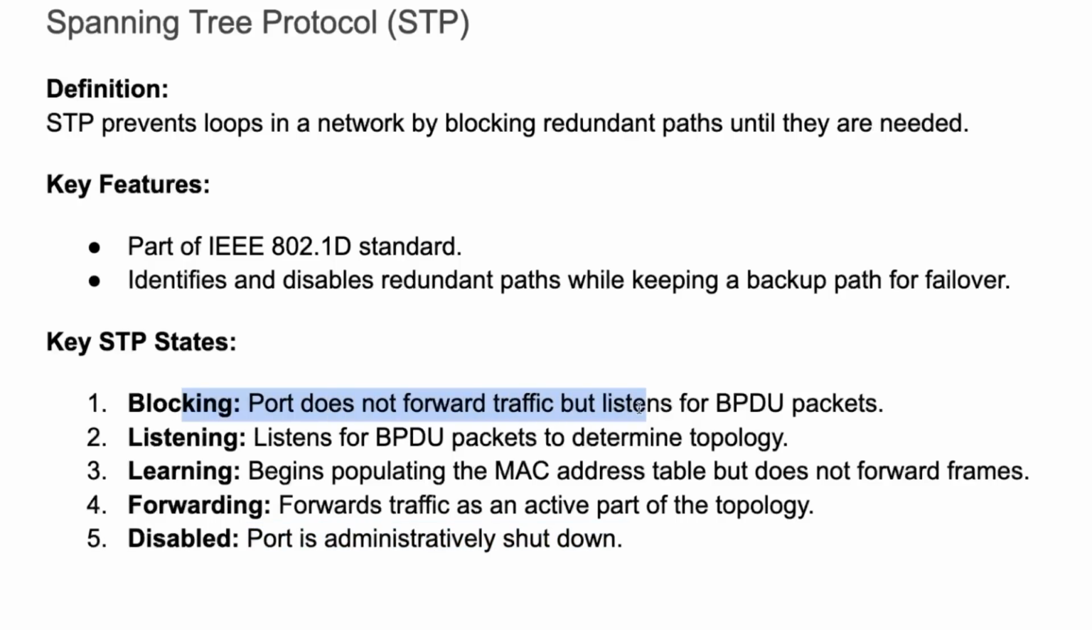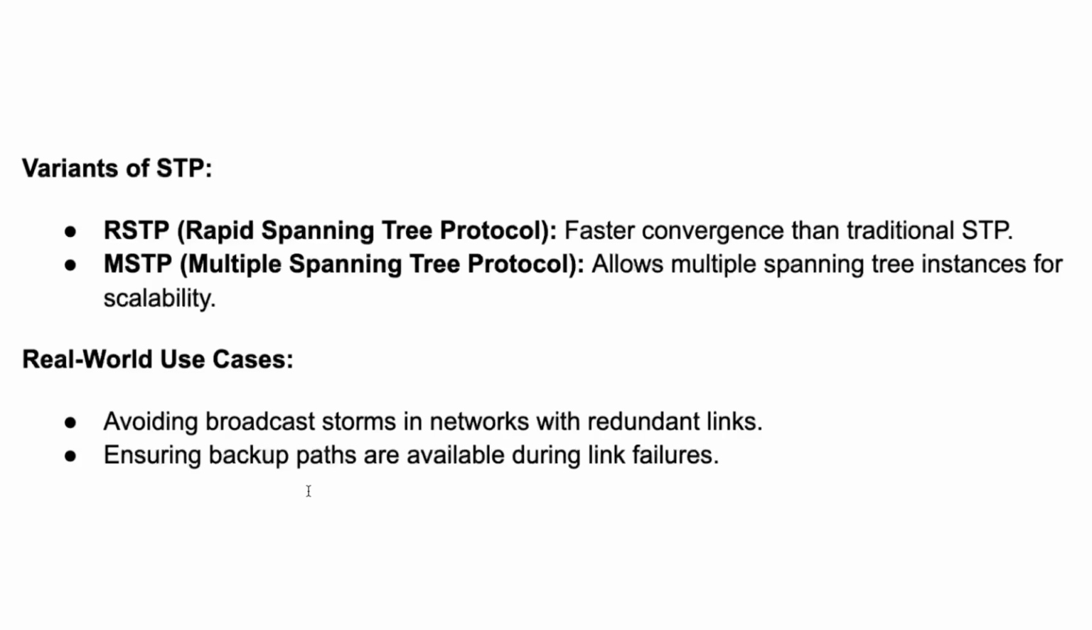Blocking does not forward traffic, but it listens for the packets. Listening is listening for those packets to determine the topology. Learning begins populating the MAC addresses, but it doesn't forward anything. Forwarding forwards the traffic as an active part of the topology. Disabled is disabled. We have a couple of variants of this.